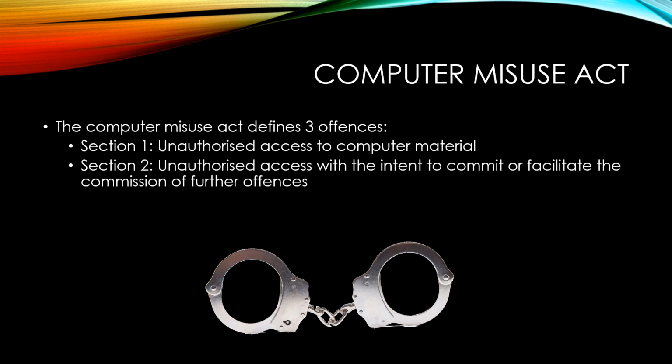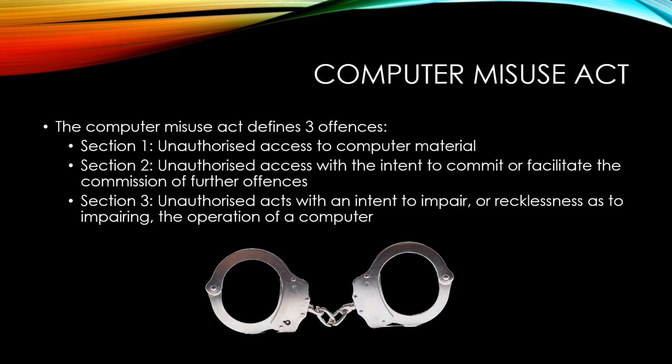Section 2 is unauthorised access with the intent to commit or facilitate the commission of further offences. So you've broken into a computer you shouldn't be using or a computer system you shouldn't have access to in order to commit further crime. Section 3 deals with unauthorised acts with an intent to impair, or recklessness as to impairing, the operation of a computer.